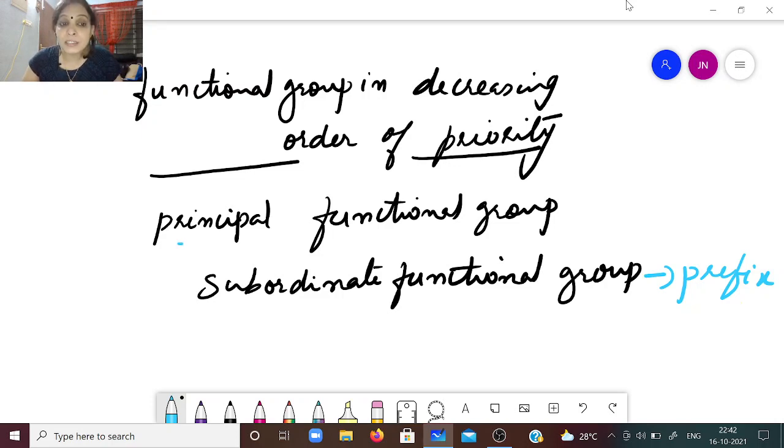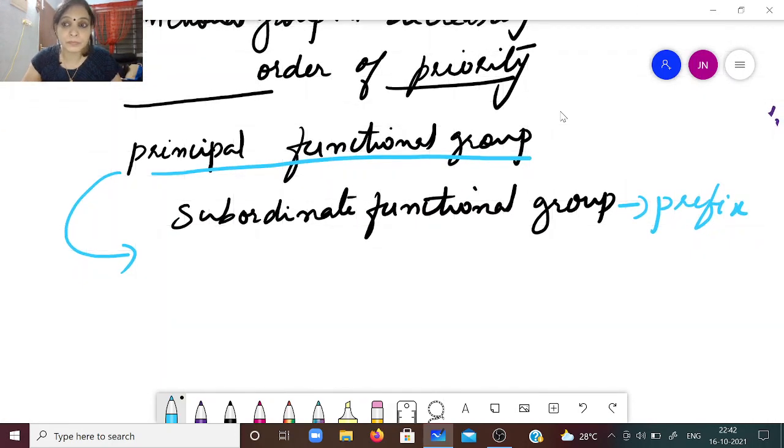Now, I will first take the principal functional group and its priority order. The first priority, that is the most important, is carboxylic acid. That is why in the last class I told you carboxylic acid will always be used as suffix. If two functional groups are present in a compound, the most important will be the suffix, the less important will be the prefix. So carboxylic acid is the most important.